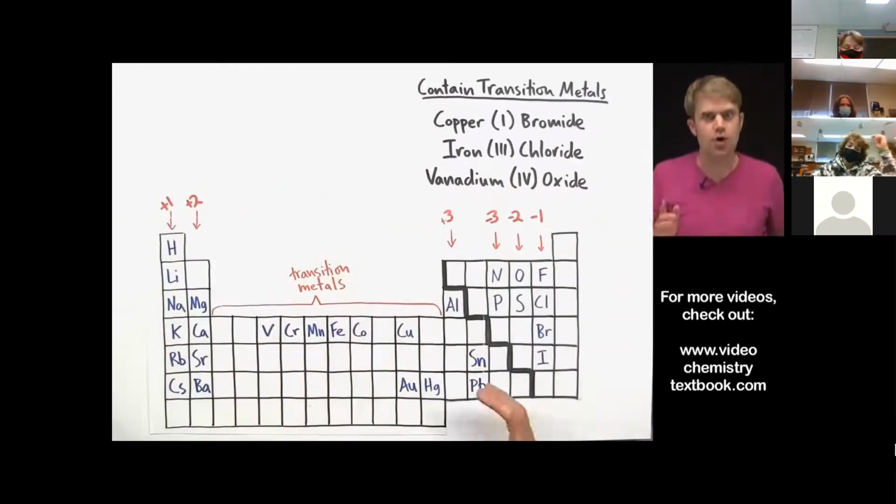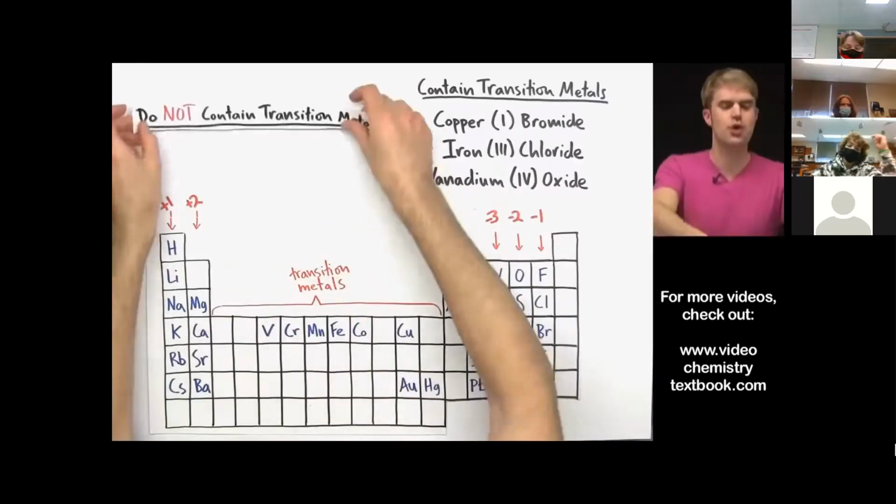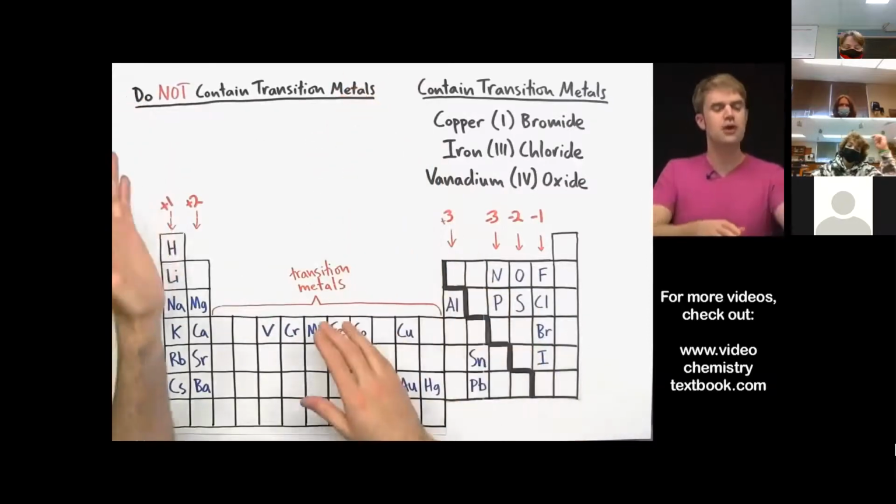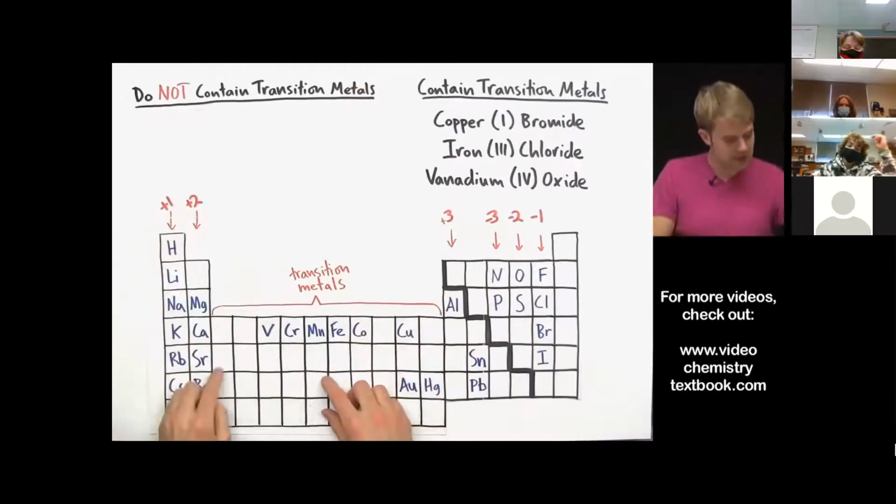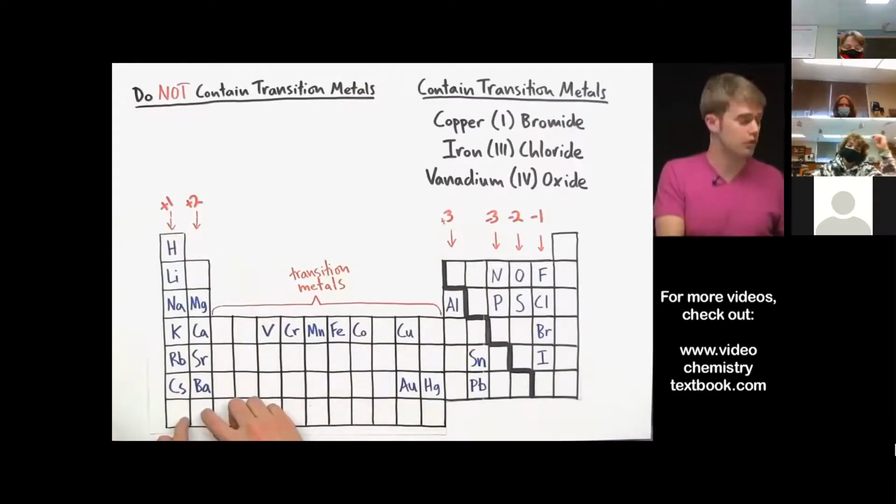Now, on the other hand, we don't use Roman numerals when we're naming compounds that don't contain transition metals, that contain, for example, the metals over here.